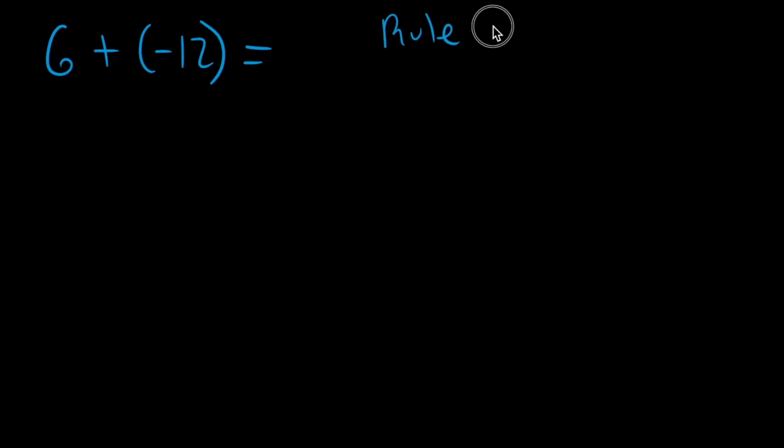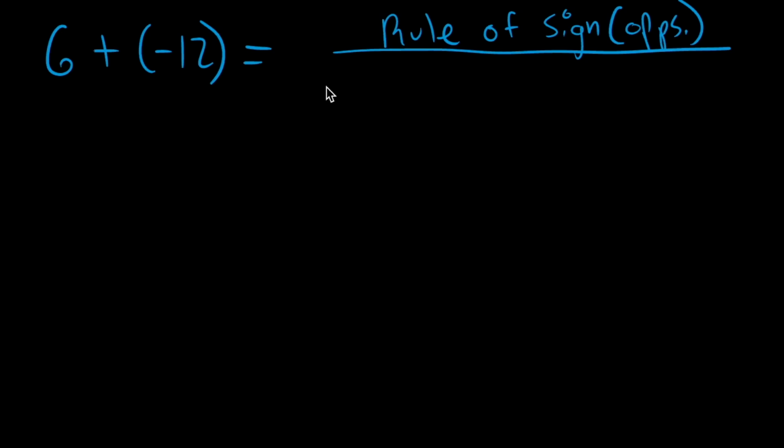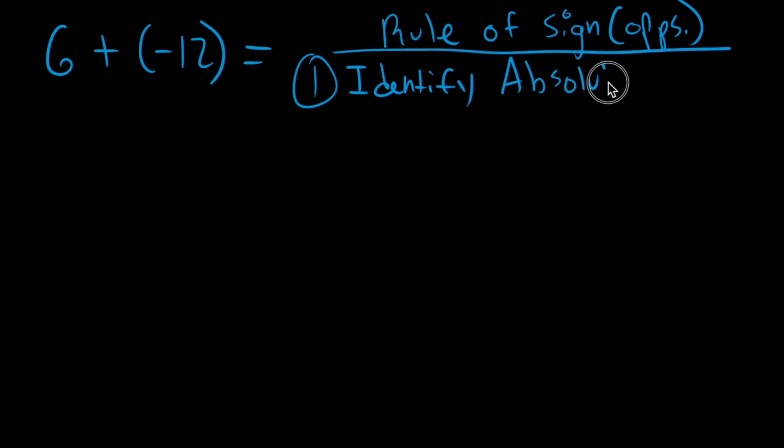Anytime you're adding two numbers with opposite signs, you apply the rule of signs for opposite signs. And there are a few steps to take. There are three. The first one is identify. Write the word identify. Identify the absolute values.